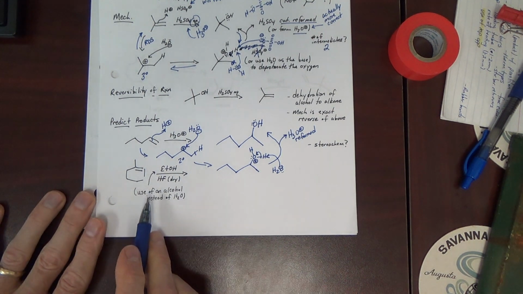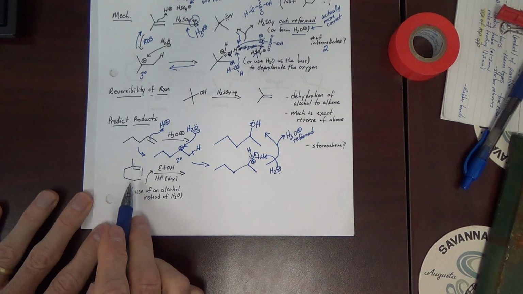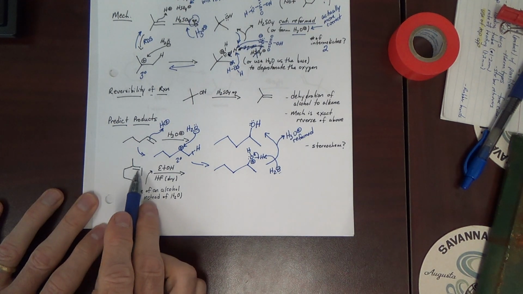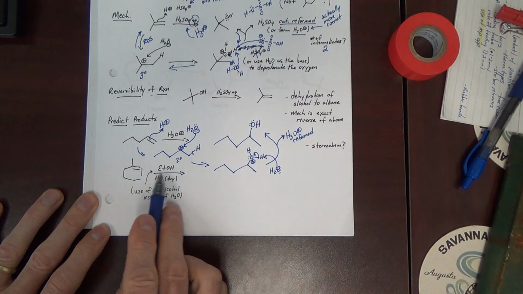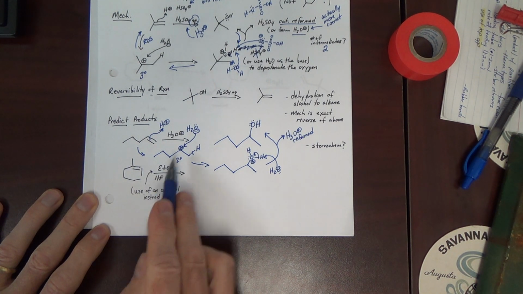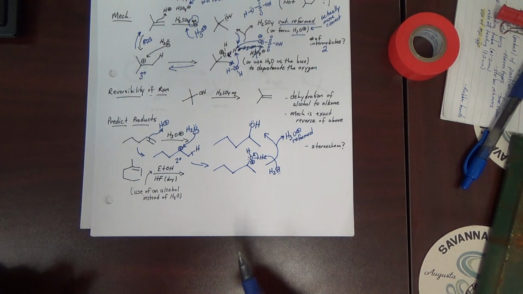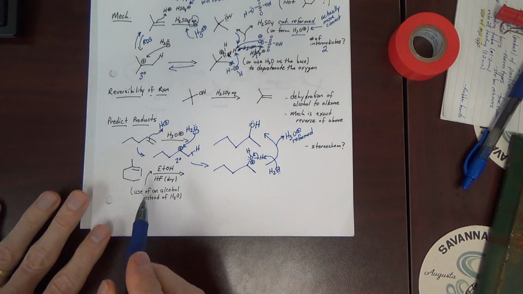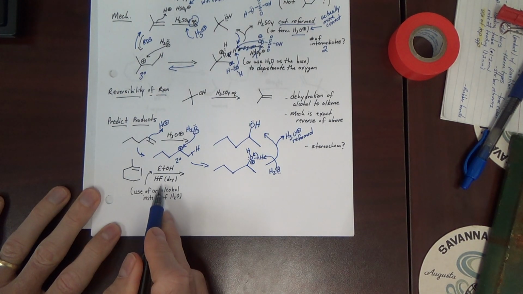Okay, let's try the next one. This alkene. Alkenes don't react with pure water. They also don't react with pure alcohols. The H of an alcohol and the H of water have the same acidity, essentially. But alkenes will react with H+. And we have an H+ source here. HF is a fairly strong acid.